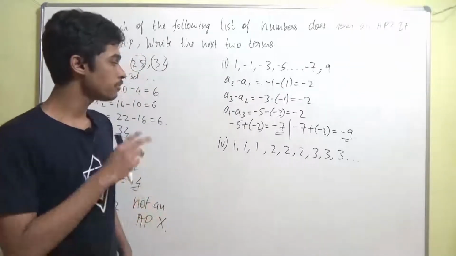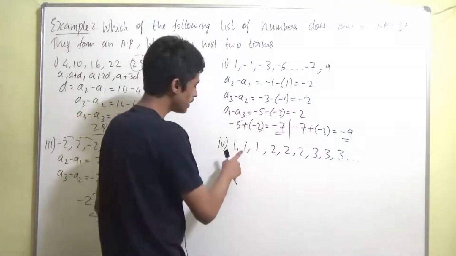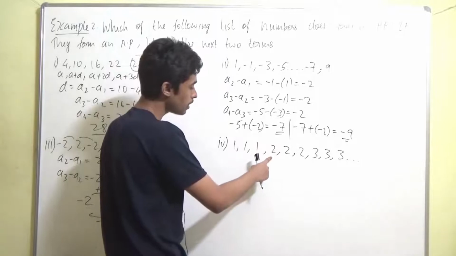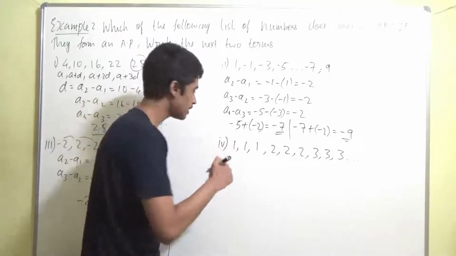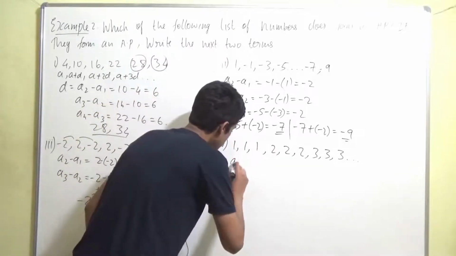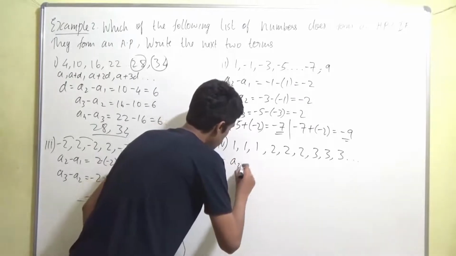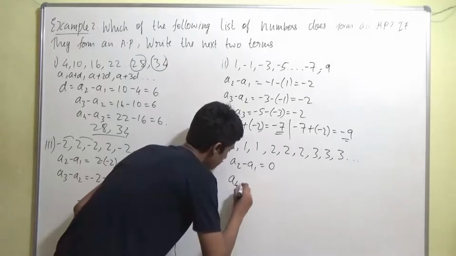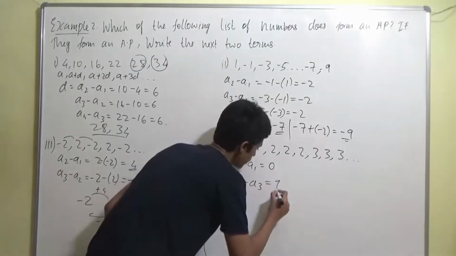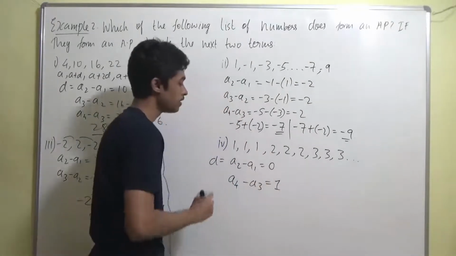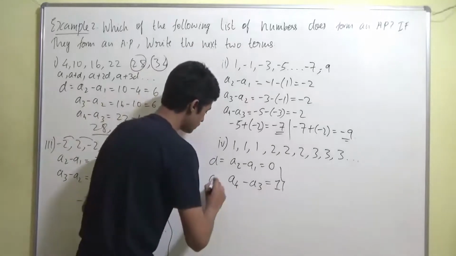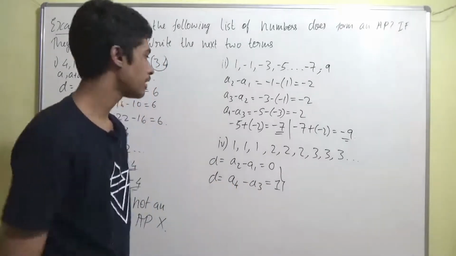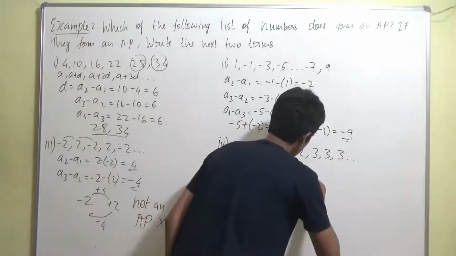Getting it? But if you see, the common difference between A2 and A1 is 0, but the common difference between A4 and A3 is going to be 1. A2 minus A1 gives you 0, but A4 minus A3 gives you 1, because 2 minus 1 is 1, which means the common difference is not the same, which means the sequence is not an AP.